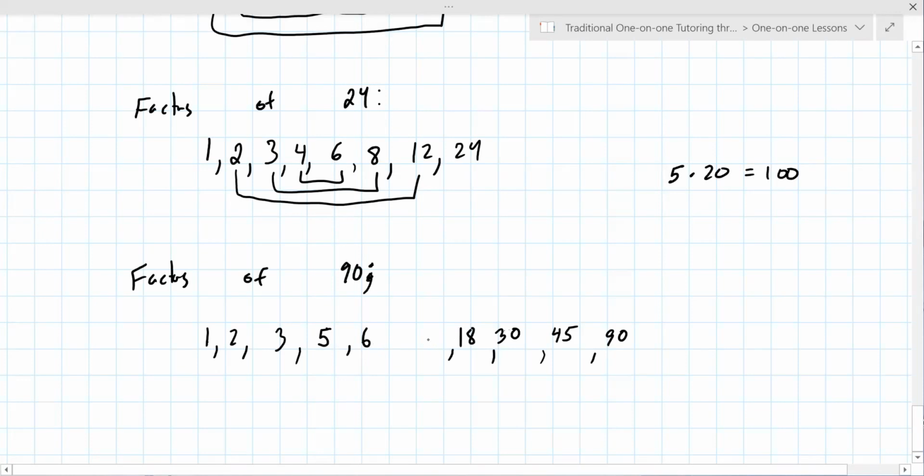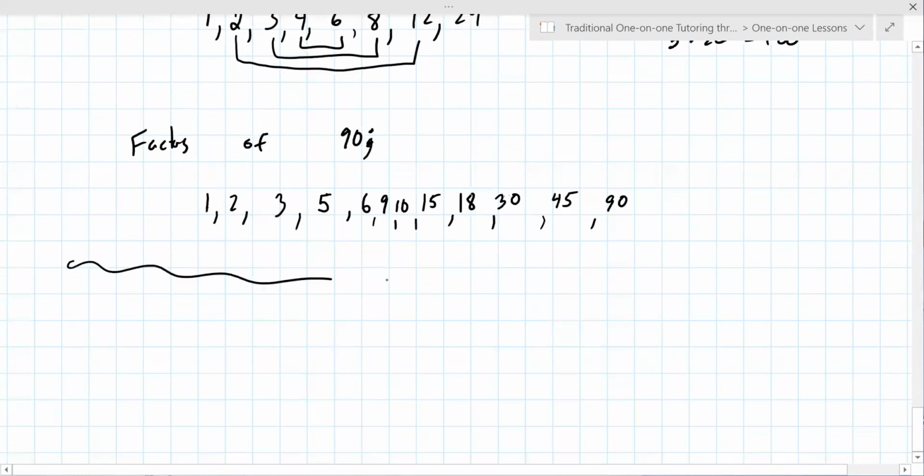What number does 6 go with? 6 goes with 15. Okay. And does 7 then work? 9. What number does 9 go with? 10. Very good. Okay, great.